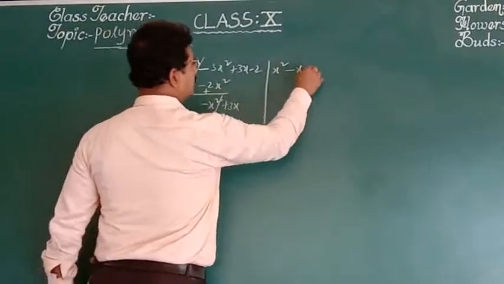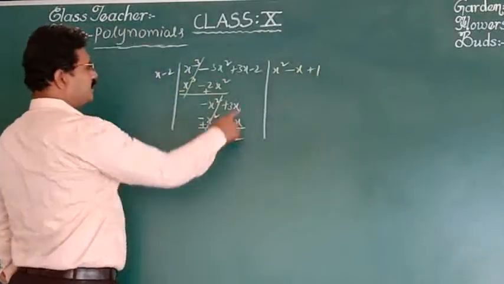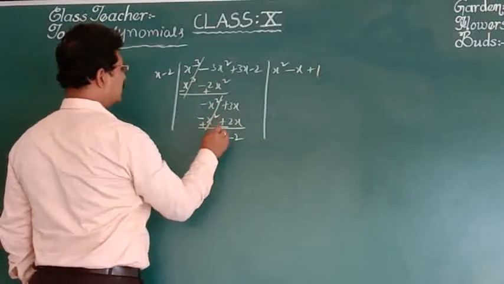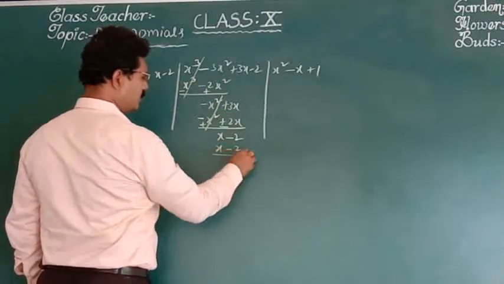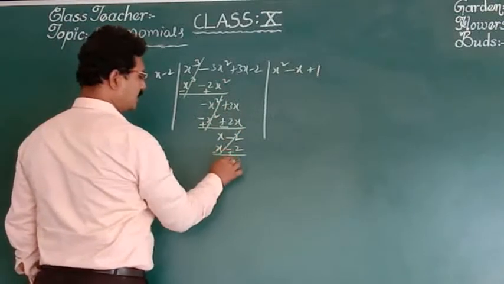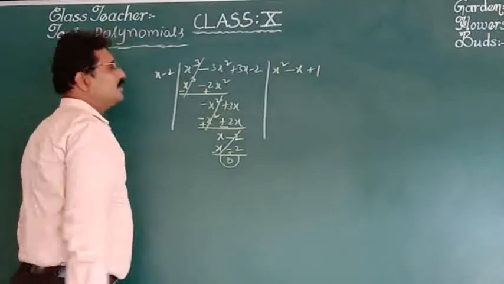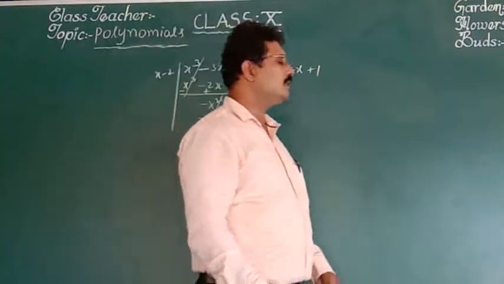Now x minus 2, that is plus 1. x minus 2 plus 1 means x, and minus 2 ones are 2, and minus this is plus, and the total remainder is 0.